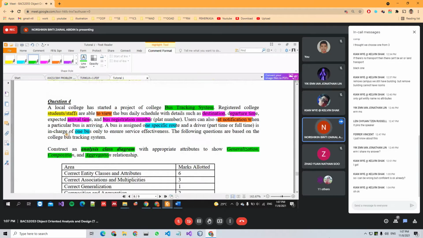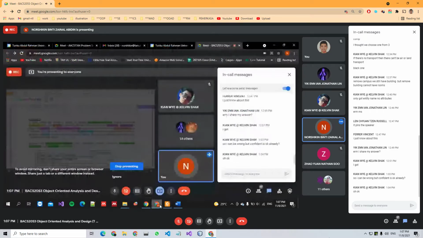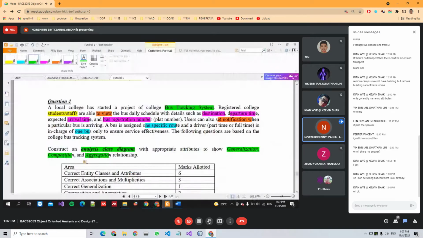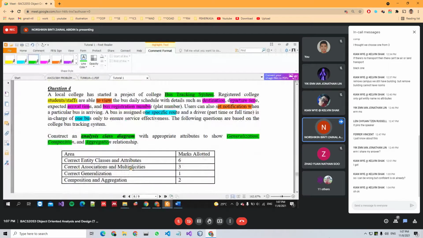Oh, here is question number 4. They ask us to construct an analysis class diagram that includes generalization, composition, and aggregation. So this is the mark allocated for this question. So this is the situation.